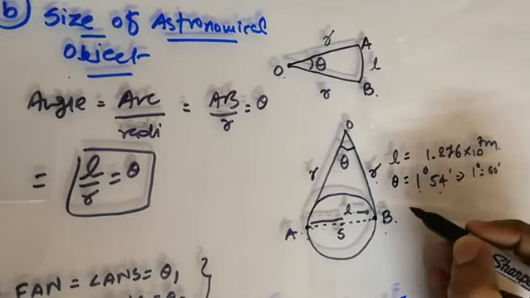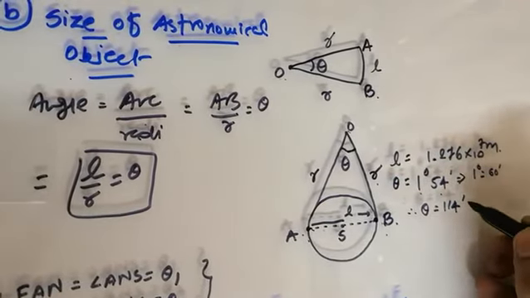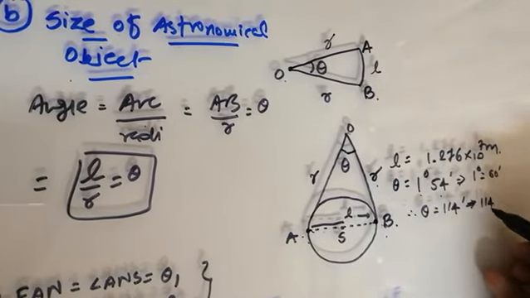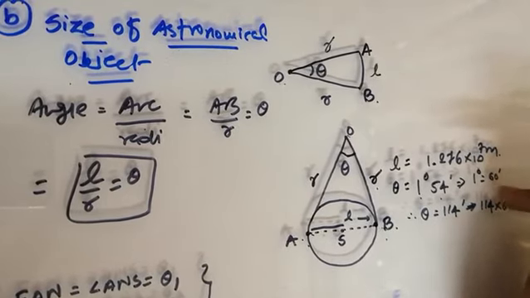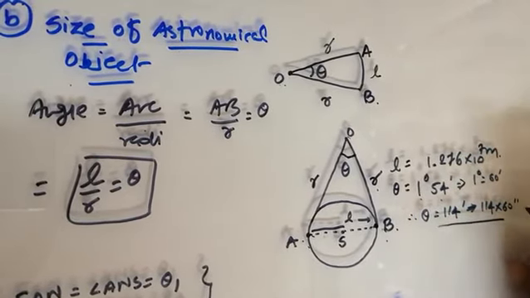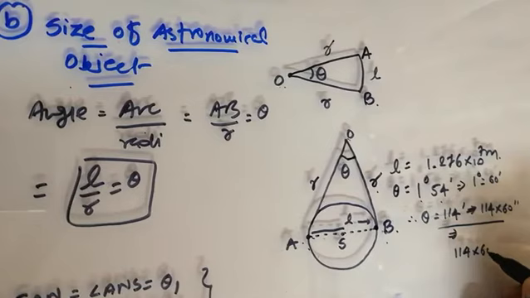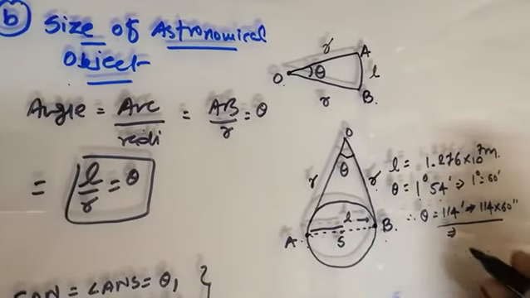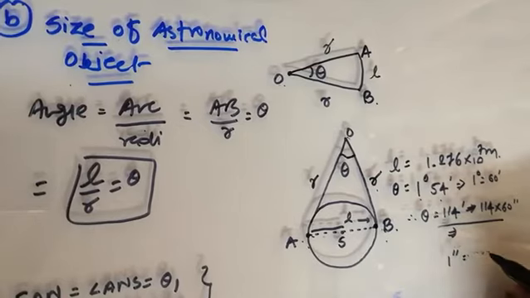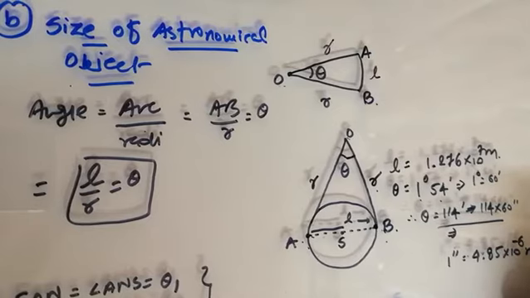For simplicity, 1 degree equals 60 minutes, so I have 114 minutes. Converting this, I multiply 114 minutes by 60 seconds, so my minute symbol will be gone. You are aware how to convert this. Previously you would multiply by pi upon 180. But before going further, learn one value: 1 second is 4.85 × 10^-6 radians.